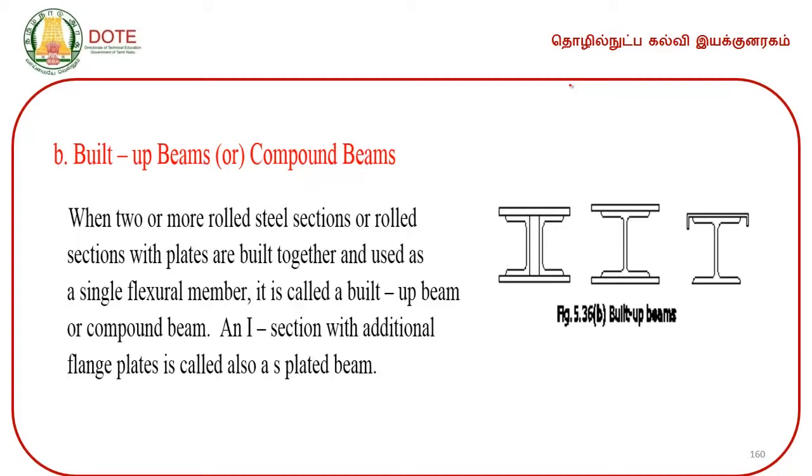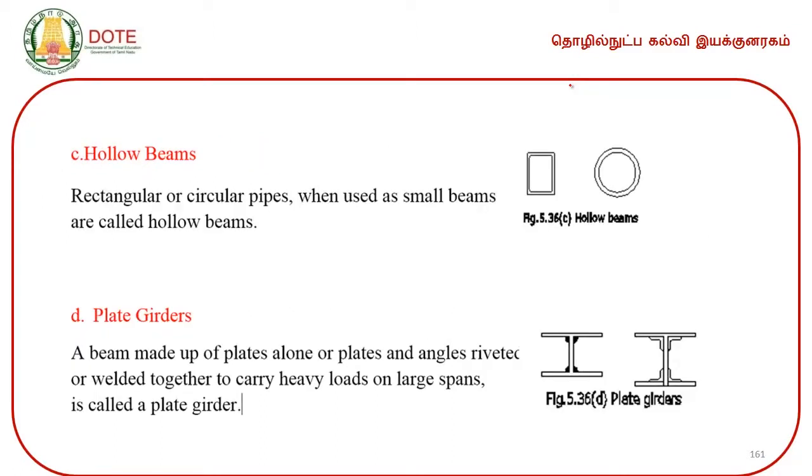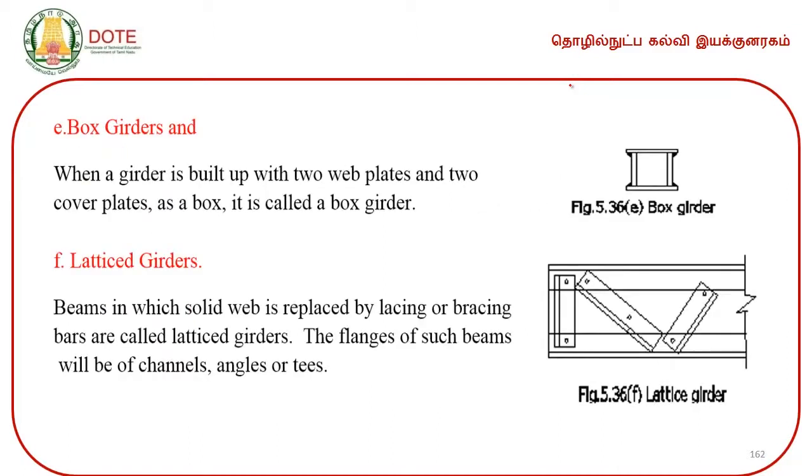And the connection between the two rolled sections and the extra cover plates at top and bottom is made by means of welding or by means of riveting or by means of bolts and nuts. And the other form of simple beams are the hollow sections, maybe of rectangular section or maybe of circular section with sufficient thickness of the walls. And these are all the images of plate girders and the box girders, latticed girders. Latticed girders are the girders which are fabricated by bracing the bars at the web portion. The flanges of such beams will be of channel, angles or T's.